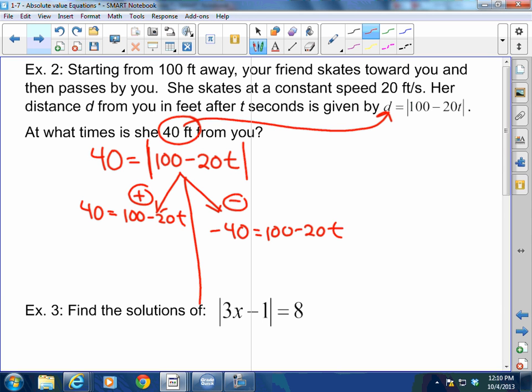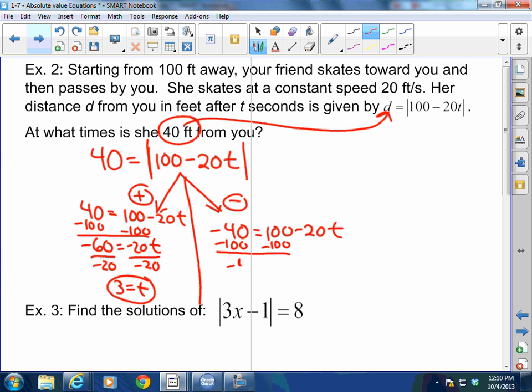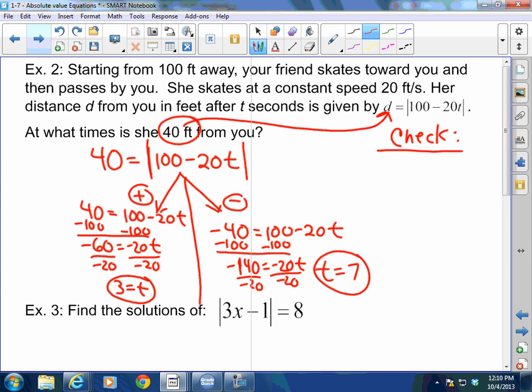Now let's solve the positive side first. It's a two-step equation. I undo addition with subtraction, so I subtract 100 from both sides. Negative 60 equals negative 20t. Divide by negative 20. 3 equals t. The negative side, subtract 100 from both sides. I got negative 140 equals negative 20t. Divide by negative 20. T equals 7.